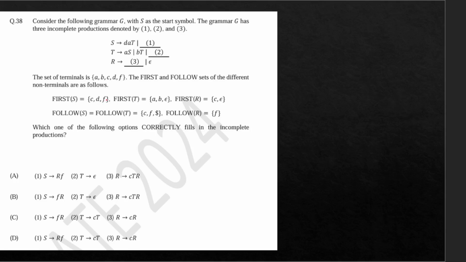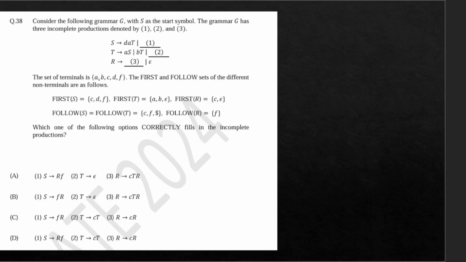Okay, everyone? So please think about it. Okay, so let's see this question. Consider the following grammar G with S as the start symbol. The grammar G has three incomplete productions denoted by first, second, and third. This is first, second, and third.